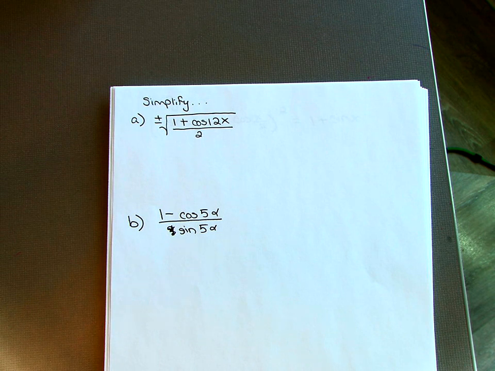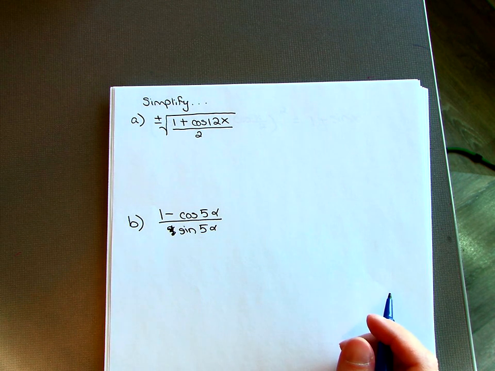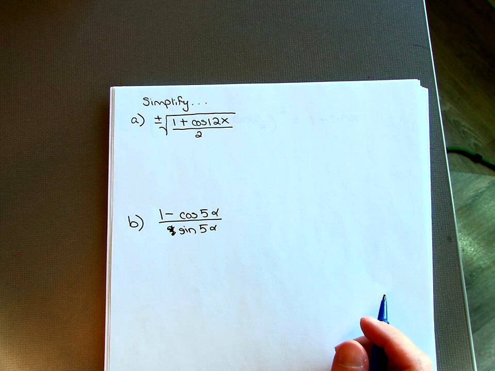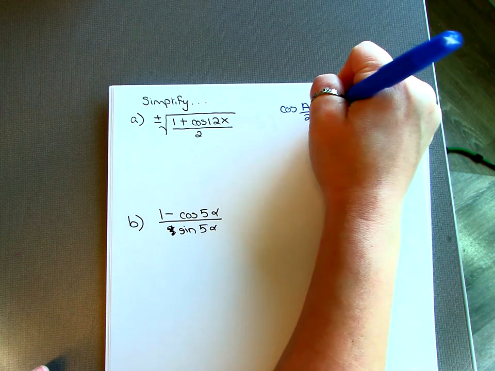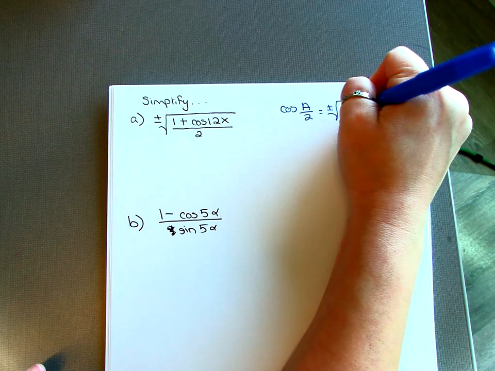With our simplify problem, at least this first one, we have plus or minus the square root of 1 plus cosine of 12x all over 2. So thinking about the fact that we are in the half-angle identities chapter or section, which of our half-angle identities does that look a little bit like? Yeah, it looks a lot like our cosine of a over 2. Because cosine of a over 2 is plus or minus the square root of 1 plus cosine a all over 2.